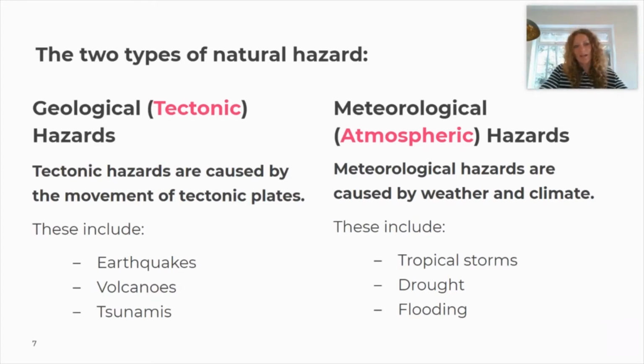Good. So a geological hazard is a hazard that is caused by the movement of tectonic plates. When tectonic plates move, they create the following hazards. So we can have earthquakes, we could have volcanoes, or we could even have tsunamis. Now, tsunamis are one of those that people often get confused because a tsunami is essentially a flood. But the tsunami is caused by the tectonic plates moving and that release of energy. So that's why it's classed as a geological or tectonic hazard.